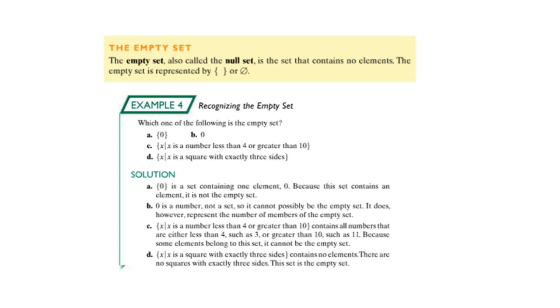We have a definition called the empty set. And it says the empty set, also called the null set, is a set that contains no elements. The set that contains no elements. And they use the empty set as the braces, or if you use the 0 with a slash through it, that's called your null set, which means the same thing. It is a set that contains no elements.